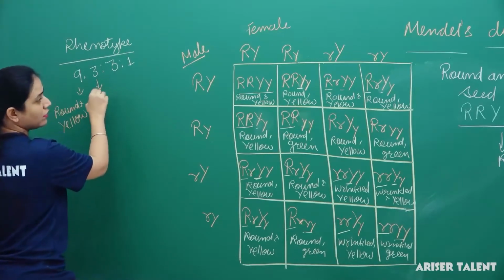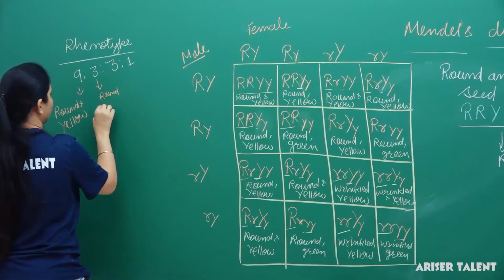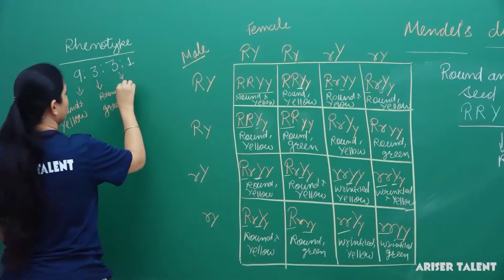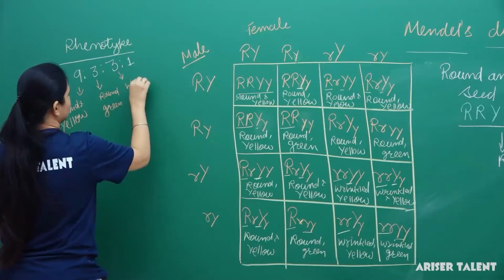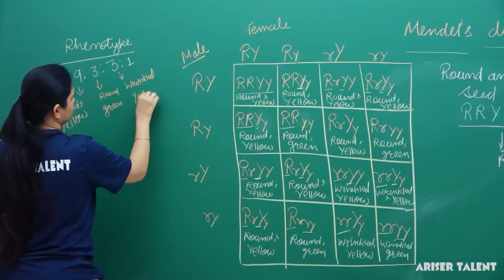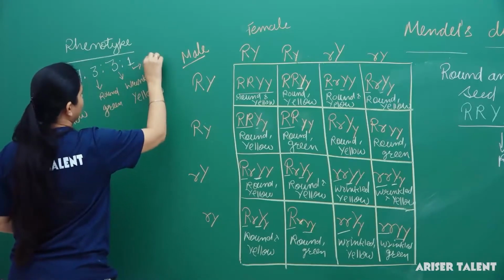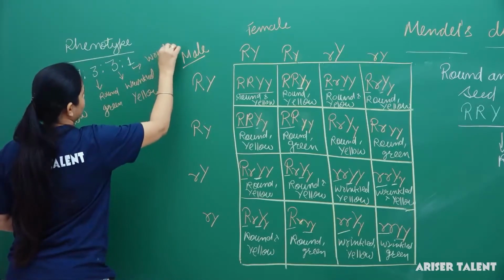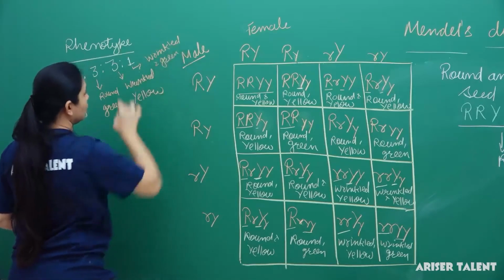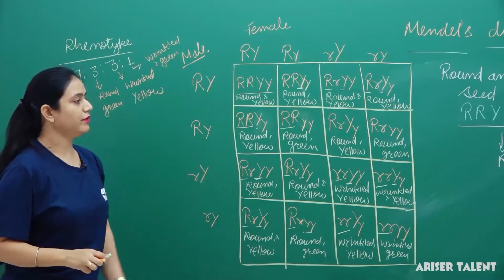And round and green are 3. These are wrinkled and yellow, 3. And only one is wrinkled and green. So this is the phenotype of this Mendel's dihybrid cross.